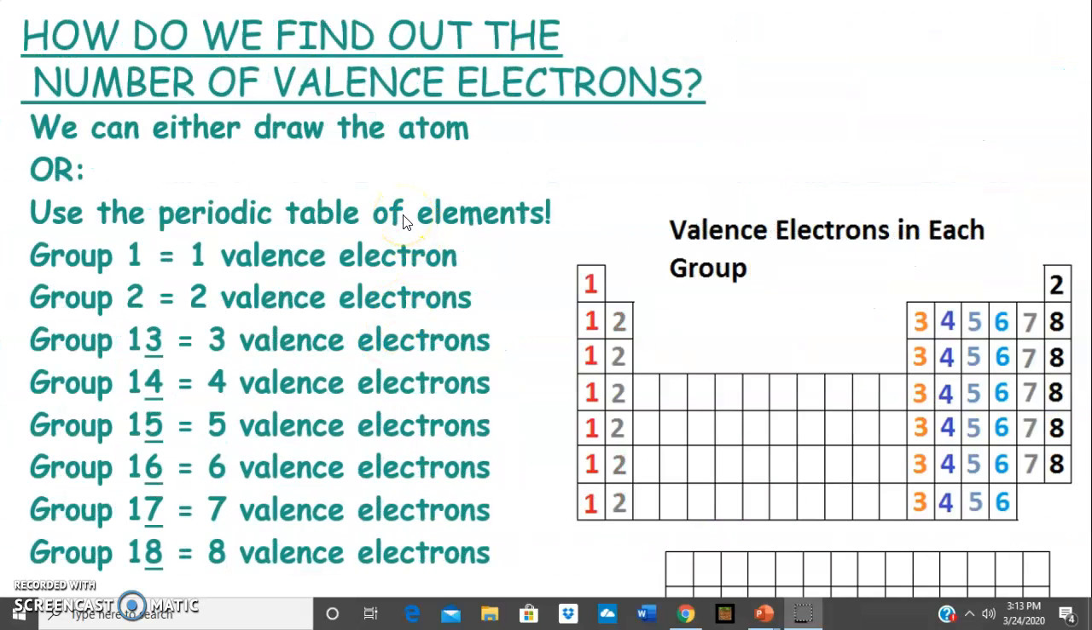All right, so how do we find out the number of valence electrons? Well, you can draw the Bohr diagram every time, but that's a whole lot to do. So instead, you can follow these trends here. For example, our group 1 elements all have 1 valence electron. Our group 2 elements all have 2 valence electrons. 13 has 3, 14 has 4, 15 has 5, 16 has 6, 17 has 7, and 18 has 8, except for our topmost group 18 element, which only has 2 valence electrons. So you can use these patterns or trends rather than having to draw the Bohr diagram each time.